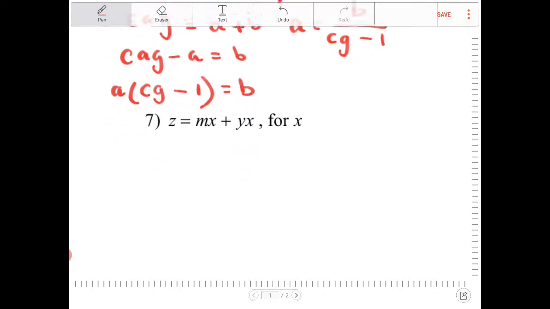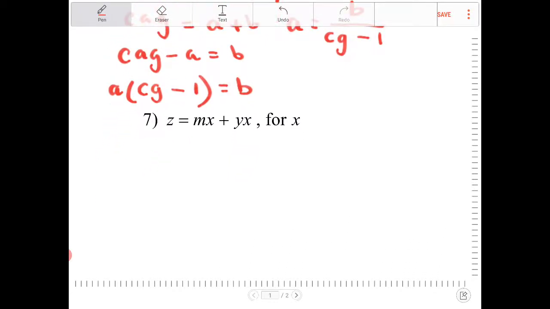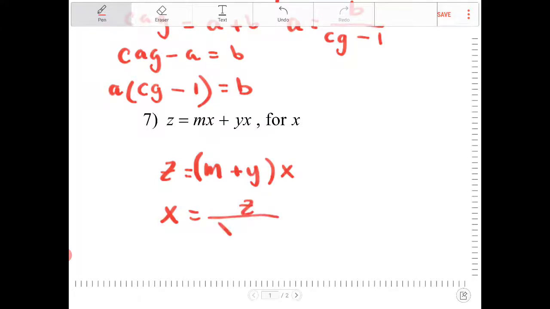All right. And the last question here, I'm going to solve for x. I notice that on the right hand side there's x's in both terms, and x is all on one side already. So I am going to factor out x. So z will equal m plus y times x. I want to divide both sides by m plus y. If I do that, I'll end up with x is equal to z over m plus y. And that's it.